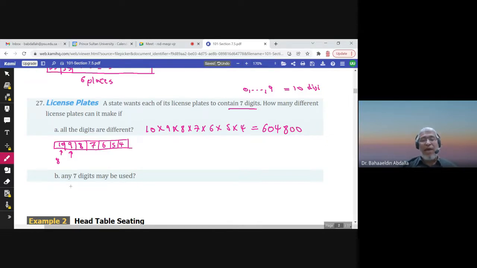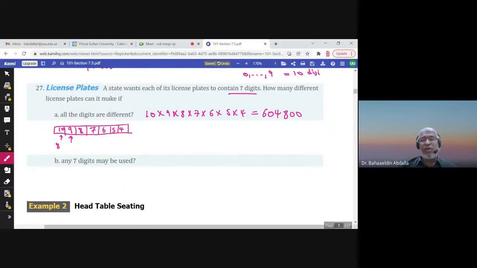Well, what if any 7 digits may be used? Any 7 digits may be used, so they could be equal. 2 digits could be equal, 3 digits could be equal. Any 7 digits can be used. So here in this case, the first choice, I'll have 10 numbers to choose from, the second 10, the third 10, and so on. And there are 7 digits. So the answer would be 10 to the power 7.